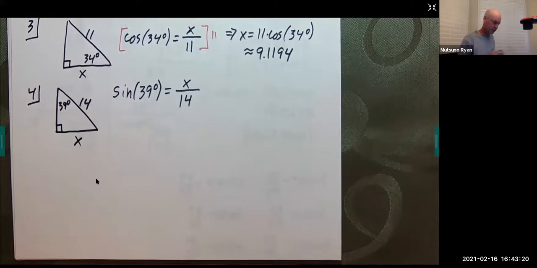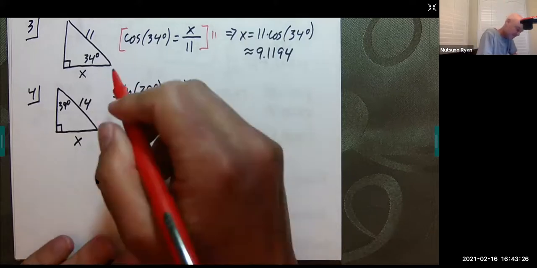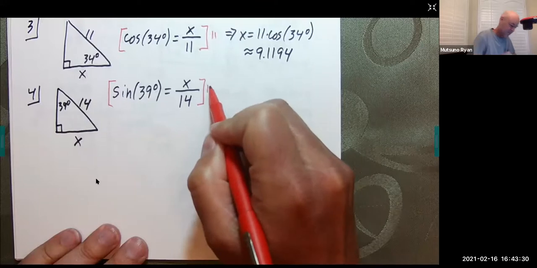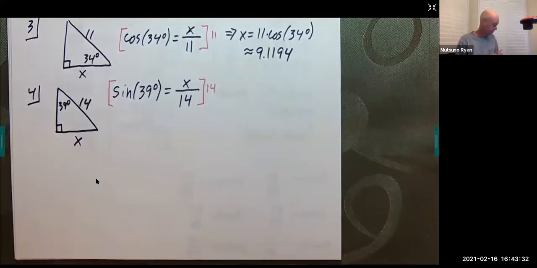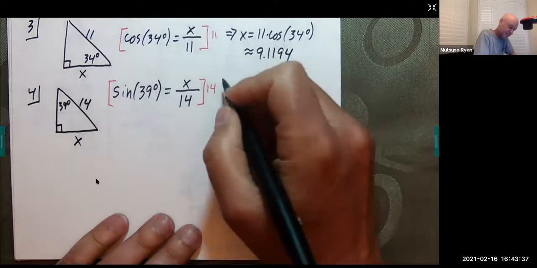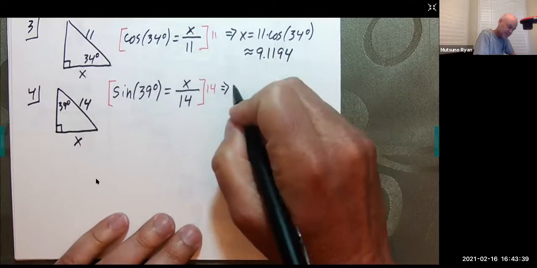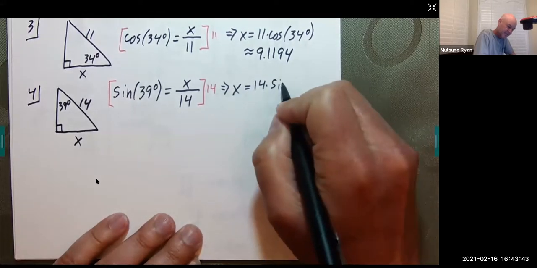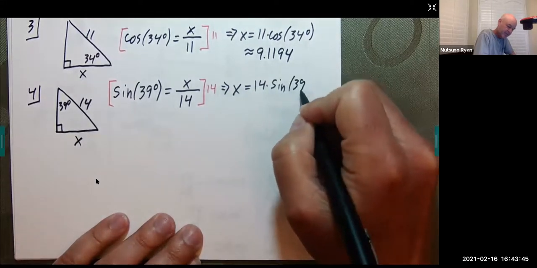And I'm going to do what I did for the previous problem. And if I'm going too fast, you can always pause it, right? Multiply both sides by 14, or cross multiply if you want. This means that x is going to be 14 times the sine of 39 degrees.